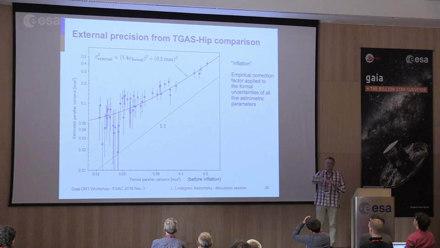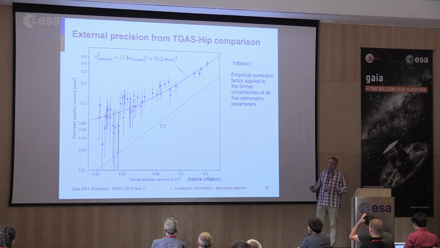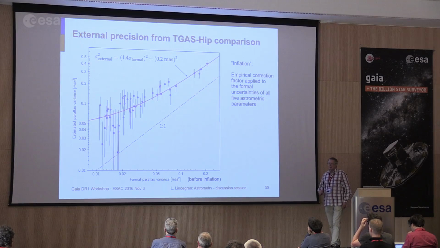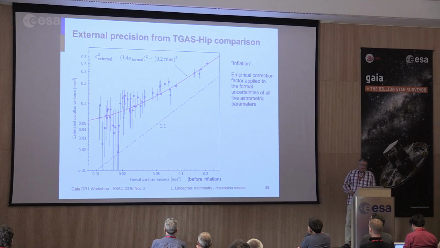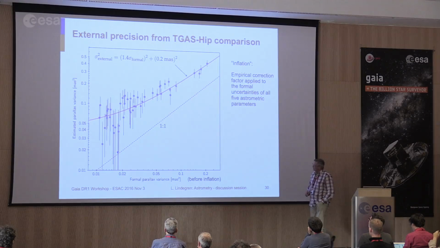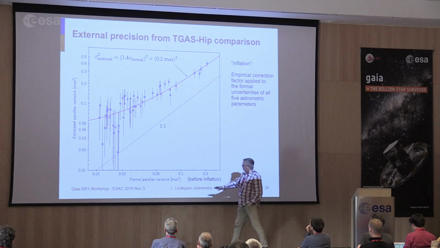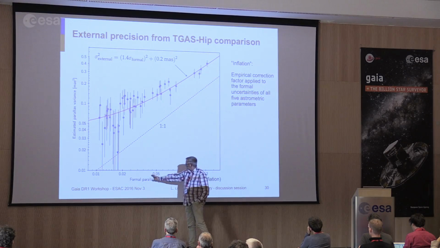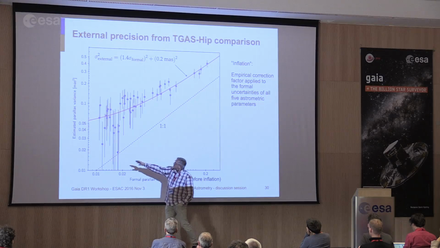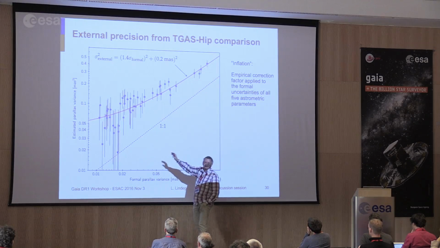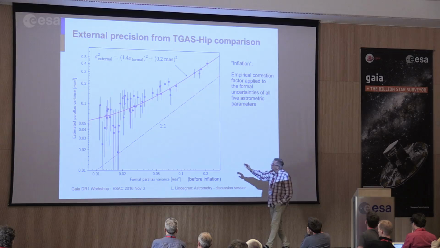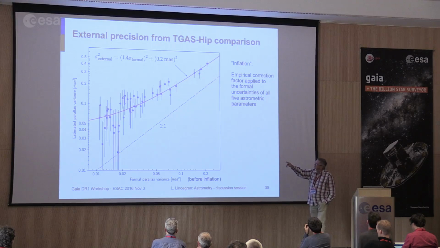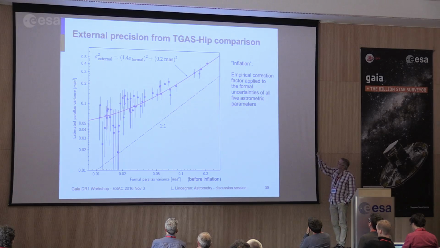both in TGAS and Hipparcos. I have a number of different cells here. And for each of the cells, I determine separately the formal parallax variance of the TGAS parallaxes and the estimated variance based on this formula. And what I get then are these blue points here.